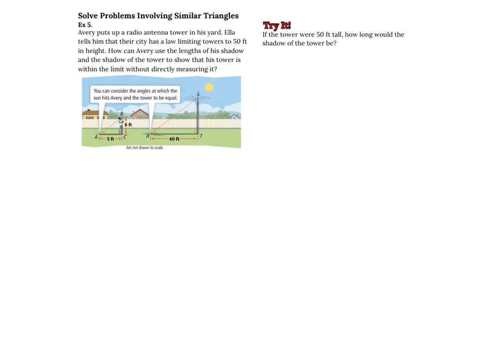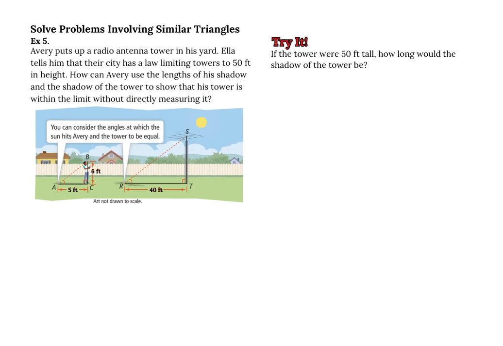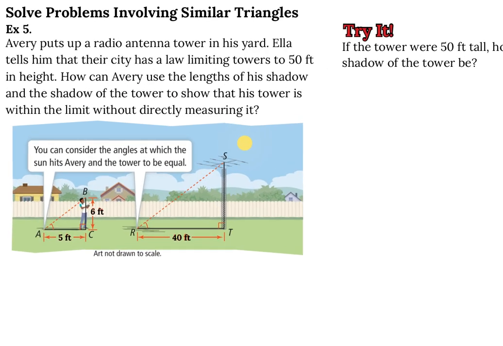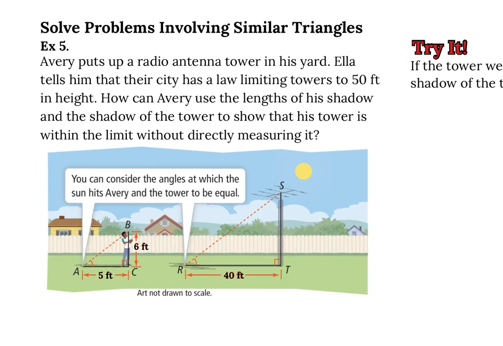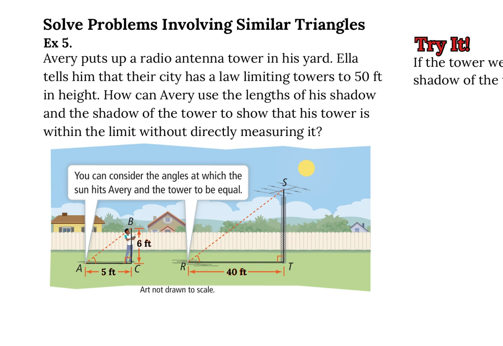All right, example 5. Avery puts up a radio antenna in his yard. Ella tells him that their city has a law limiting towers to 50 feet in height. How can Avery use the lengths of his shadow and the shadow of the tower to show that his tower is within the limit without directly measuring it?